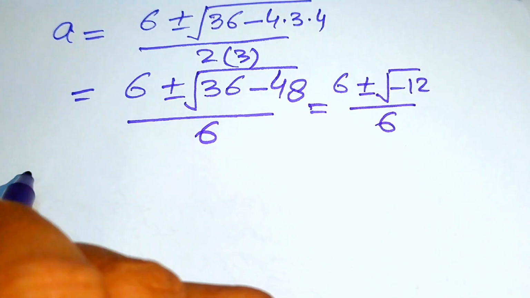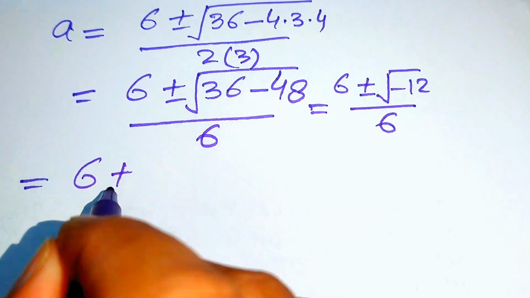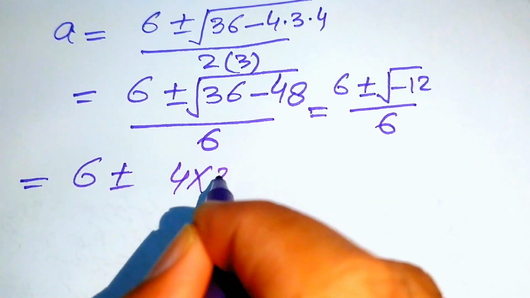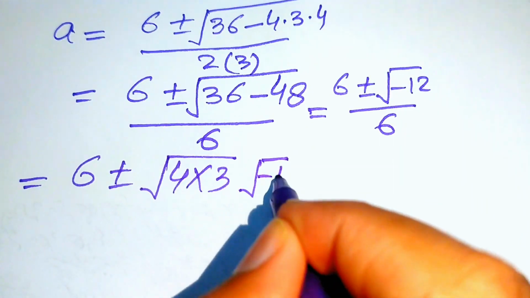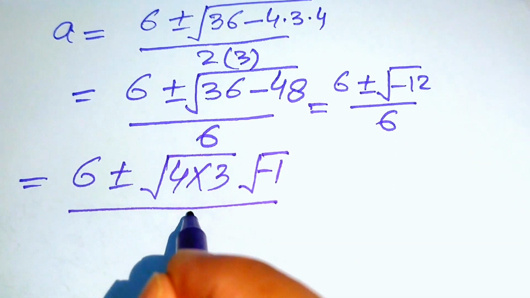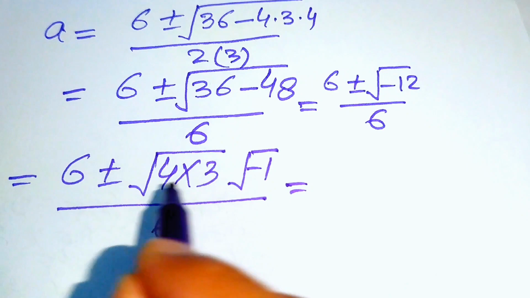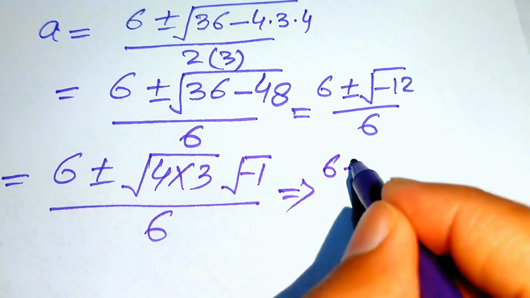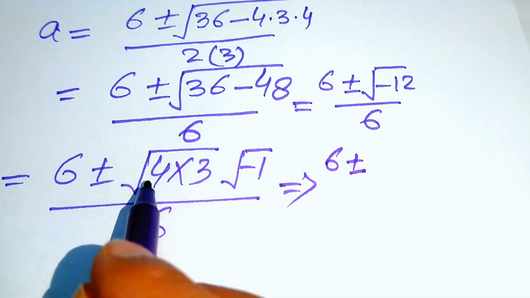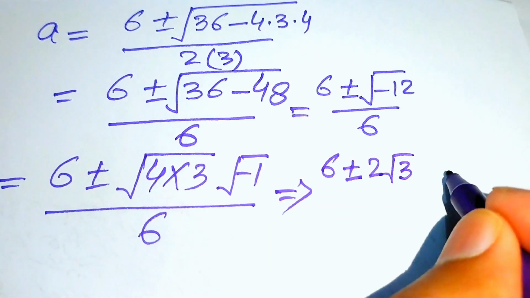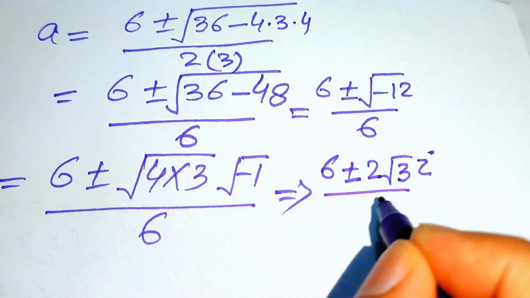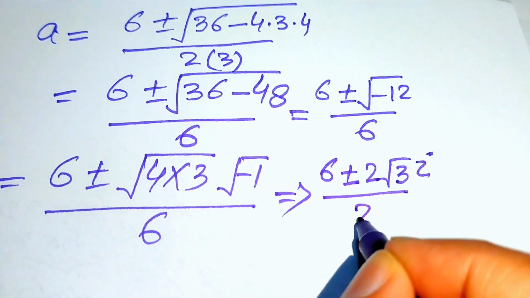So here we write this minus 12 as 4 times 3, and we separate the square root of -1, and it will become square root of -1 over 6. So we write this equation as 6 plus minus. Here we know that the square root of 4 is 2 into square root of 3, and square root of -1 equals iota, and this whole divided by 2.